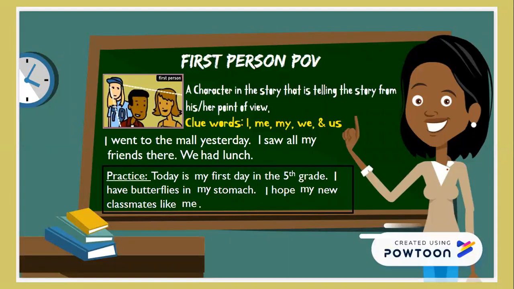There are a few clues that you can look for in order to make sure that it's in first person point of view. Some of the words that you can look for are I, me, we, and us. Now look at the example at the top. I went to the mall yesterday. I saw my friends there. We had lunch. The clue words to help me realize that this is being written in the first person's point of view are I, my, and we.